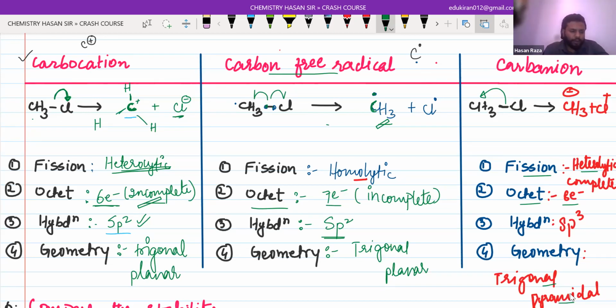So you need to take care which one has a complete octet and which one has an incomplete octet. For carbocation, you need to do heterolytic cleavage or heterolytic fission, and for carbon anion, you also need to do heterolytic cleavage and heterolytic fission. And for carbon free radical, you need to do homolytic.